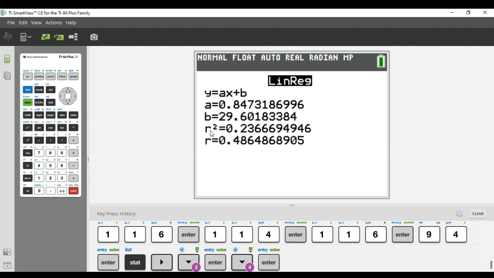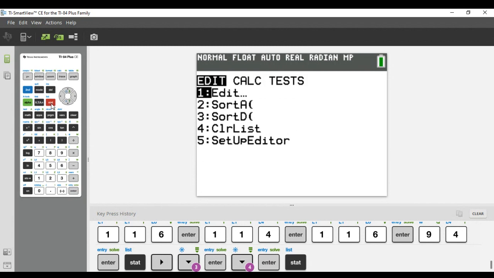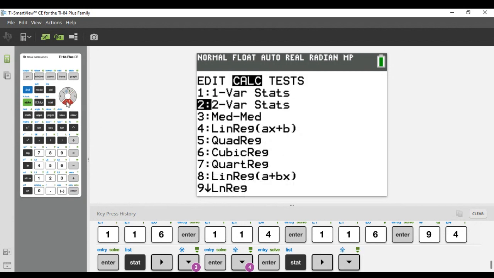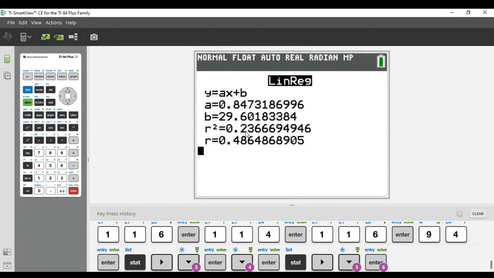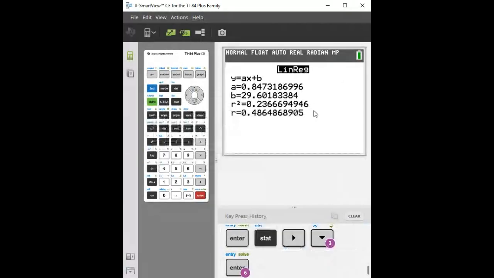The residual is going to be 0.4864. So again, you're going to go to stat, calculate, and choose number 4 for linear regression, ax plus b, and then enter. All right, there you go. That's how you got your R.